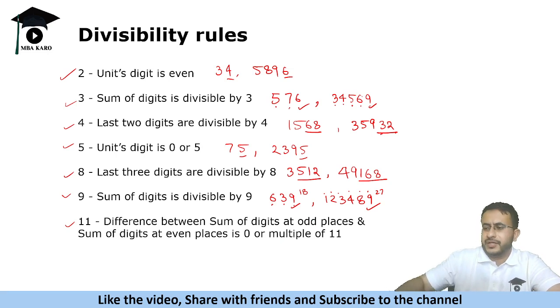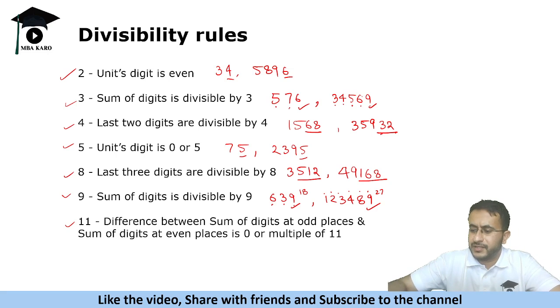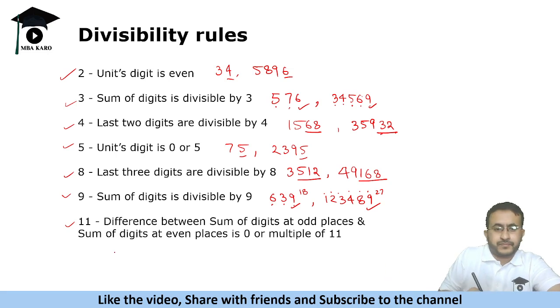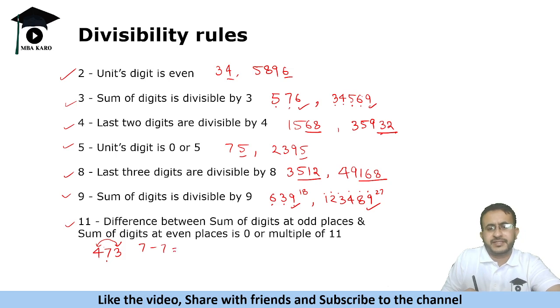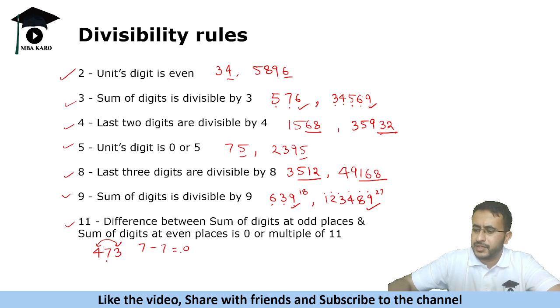of 11. Okay. So now this looks quite weird to hear about what is sum of digits at even places and odd places. Okay, so let's take a number. So let's take 473. Okay, now you take any of the digits, like if you take these alternate digits, 4 plus 3 is 7, and this is a separate digit. So 7 minus 7 is 0. Okay, so we get that sum of digits like this.